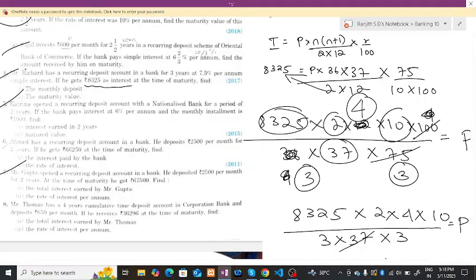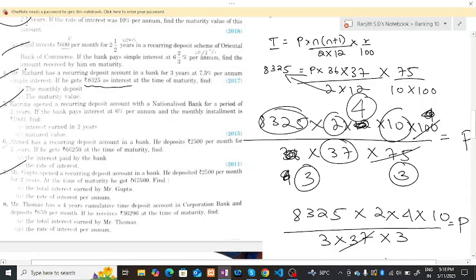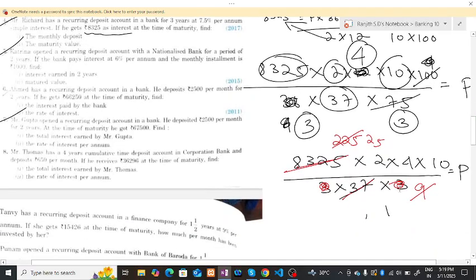37 goes into 8325, 225 times. 37 ones are 225. Okay, in the denominator we have 3 into 3. 3 threes are 9. Okay, let me erase this. 3 threes are 9. 9 ones are 9. 25 times. So we are left with 25 into 2. P is equal to 25 into 2 into 4 into 10. This will give you the answer.